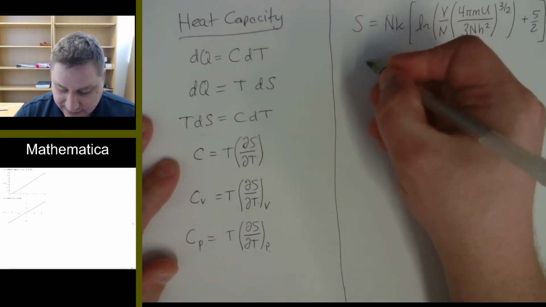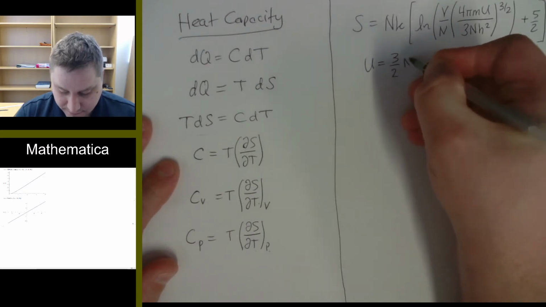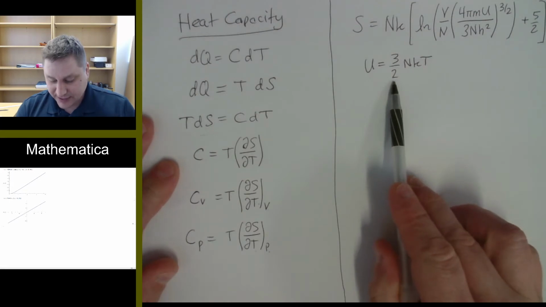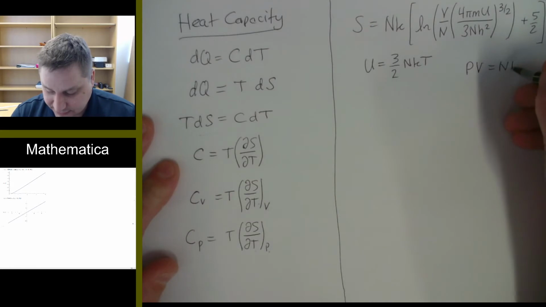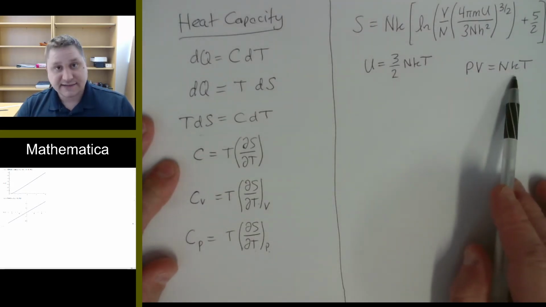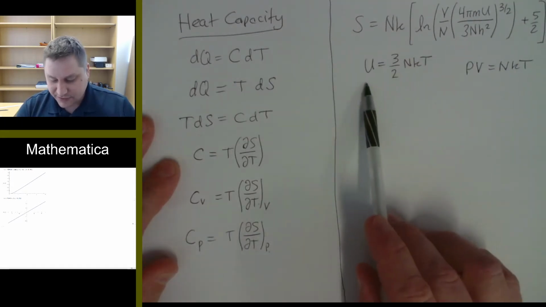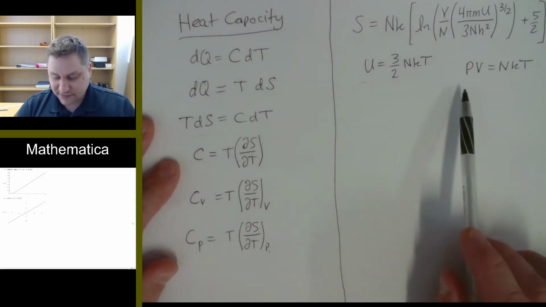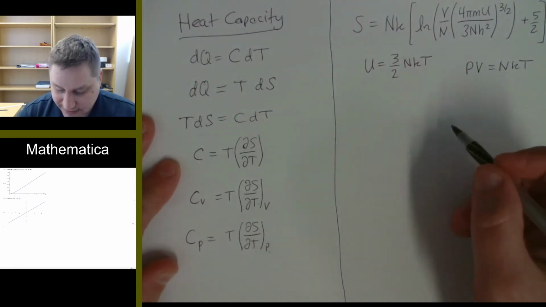We found out that the internal energy is related to temperature by 3/2 NkT. The pressure is related to temperature and volume through the ideal gas equation. And then the idea of these is that we use these two equations of state that we got by derivatives to rewrite the entropy in terms of T and V or T and P. So let's do that now.